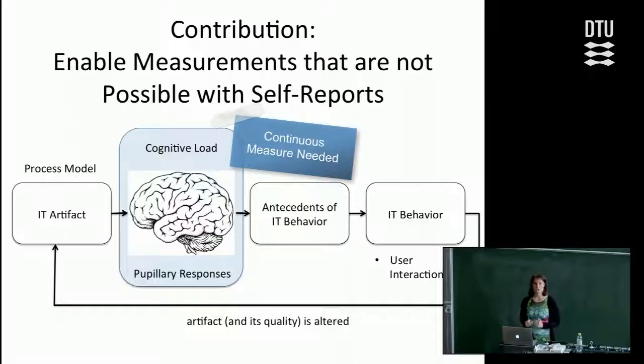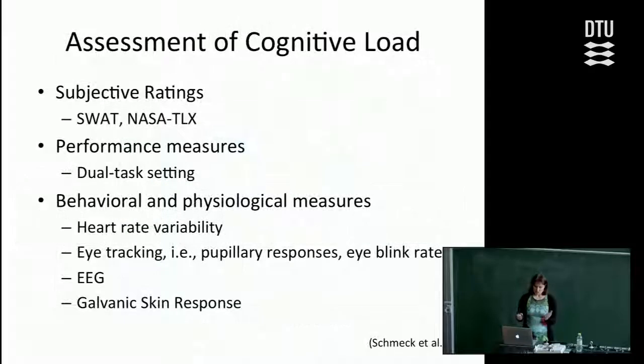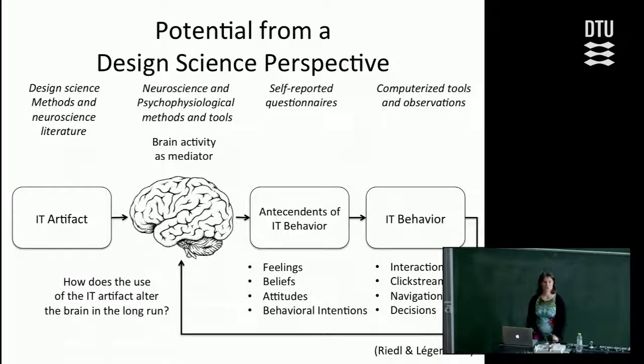But I think it shows the potential neuroscience and psychophysiological methods and tools have to investigate constructs that we could otherwise not investigate, and to investigate them in a more automated and unintrusive way, so the user doesn't have to answer questionnaires all the time where he or she is interrupted, but it's something you can measure in the background. So these are theoretical contributions. But there is also a whole bunch of contributions from a design science perspective, so from an engineering perspective.